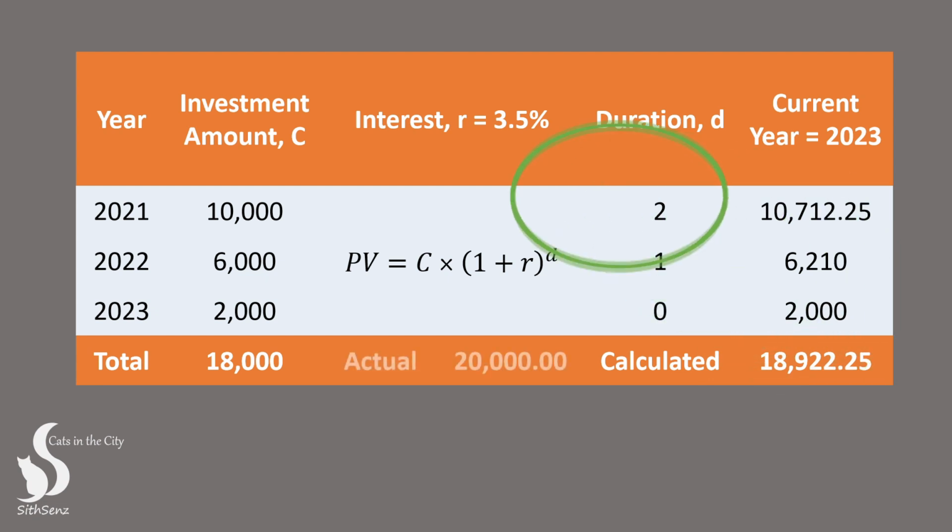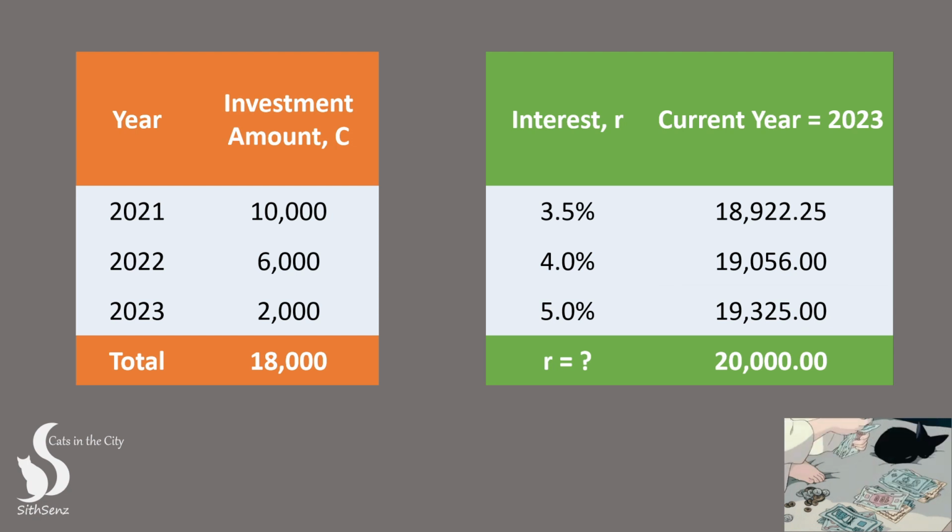If the present value of your investment is actually 20,000, which is greater than 18,922.25, then the rate of return for your investment should be higher than the interest rate of the fixed deposit scheme offered at your bank, which is 3.5%. You can try different values of interest rate, to see which rate will produce the present value of your investment, which is 20,000. An interest rate of 4% will produce a present value of 19,056, while at 5%, it's 19,325. You can keep on trying, and you'll eventually find the correct interest rate. This process is the well-known numerical method.